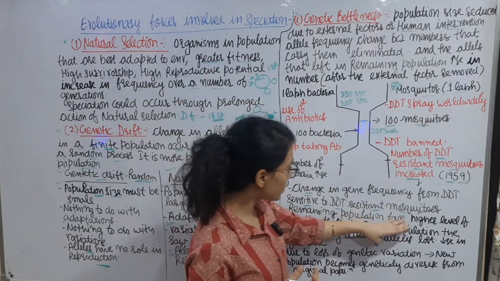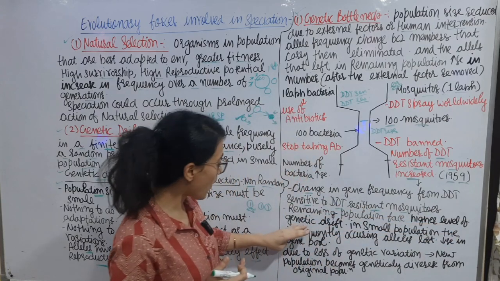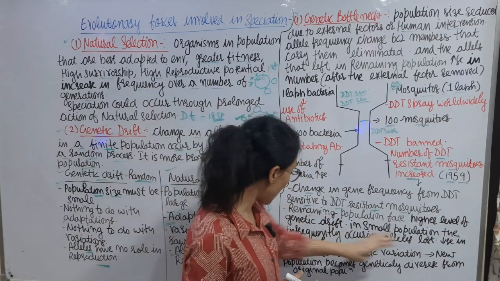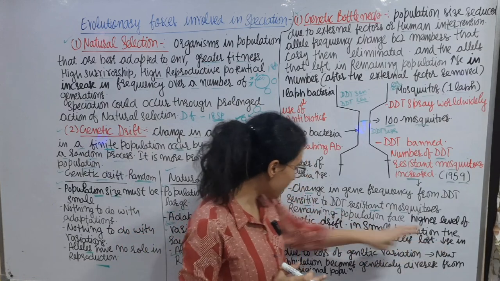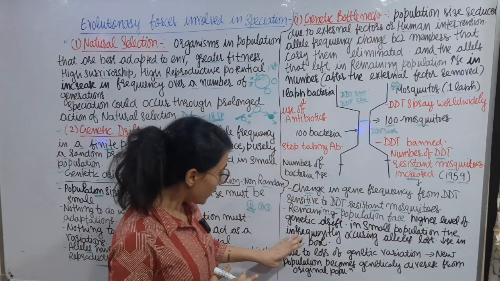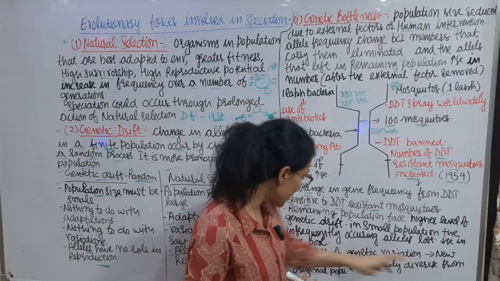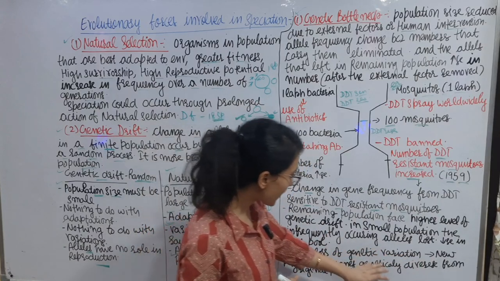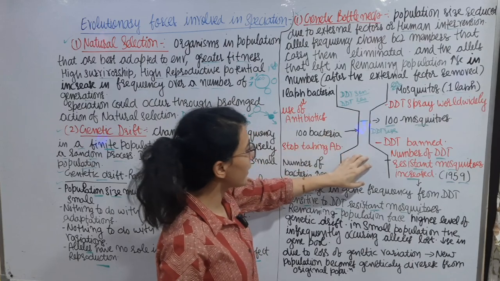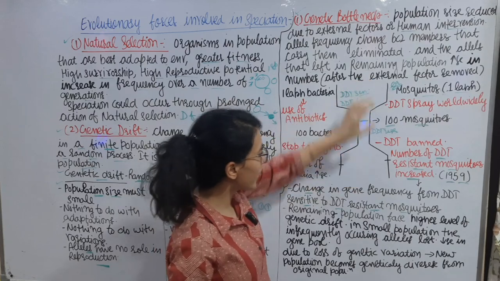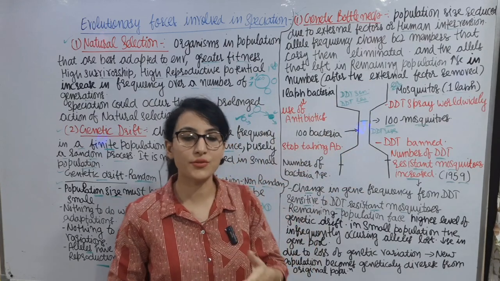This remaining population faces a higher level of genetic drift. In this small population, infrequently occurring alleles are lost and this decreases the gene pool. Due to loss of genetic variation, the new population becomes genetically different from the original population. So due to this bottleneck effect, जो original population है इससे new population की formation होती है.